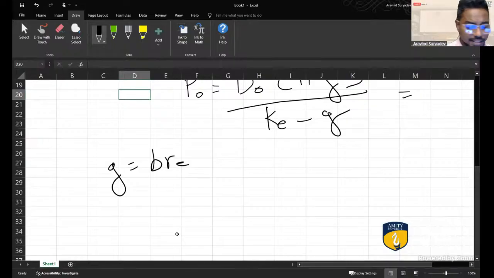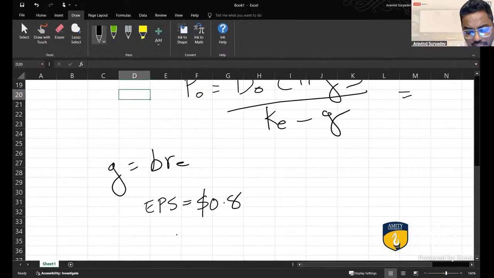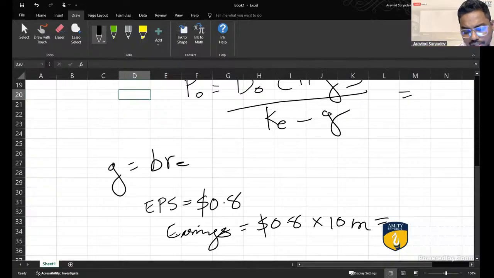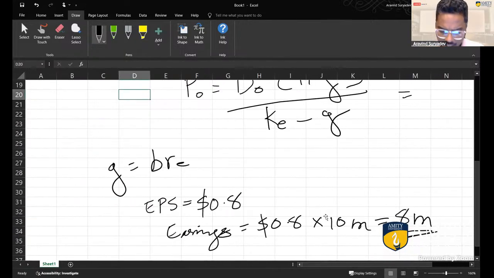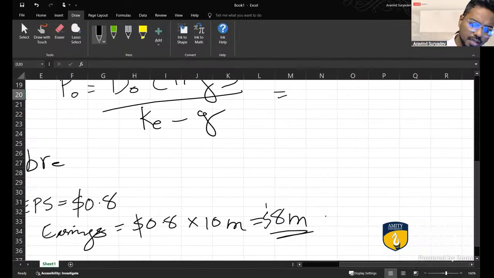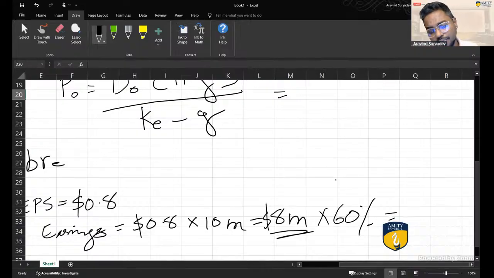Technically, since I know EPS, earnings per share, and earnings per share was $0.8 per share, I can find out total earnings. Total earnings would be $0.8 per share multiplied by the 10 million shares. That gives me, well, 8 million, if I'm not wrong. Did I calculate 80 earlier? That was $80 million for valuation. Okay, so 8 million would be the earnings of the company. Now, if 8 million is the earnings and 60% is being paid out, that means the dividend would be an amount of $4.8 million in total.